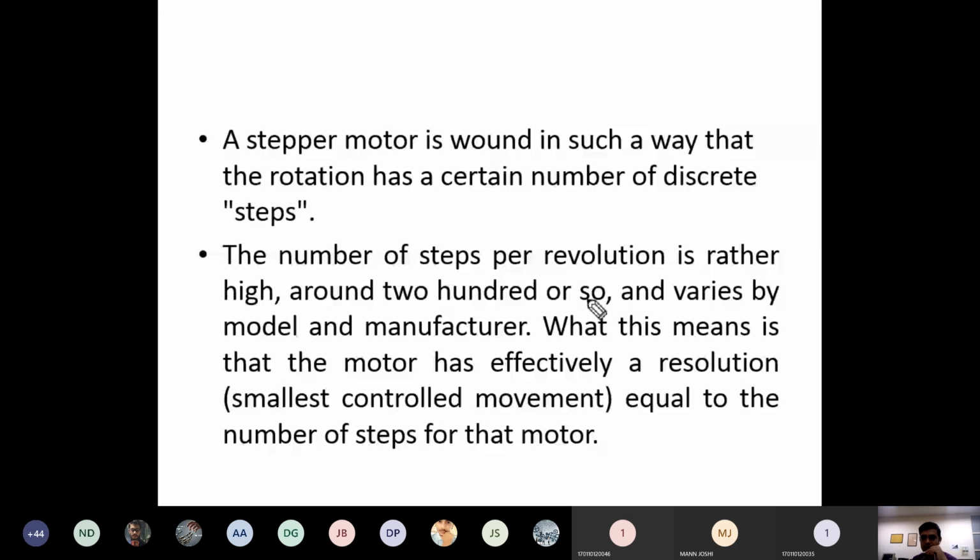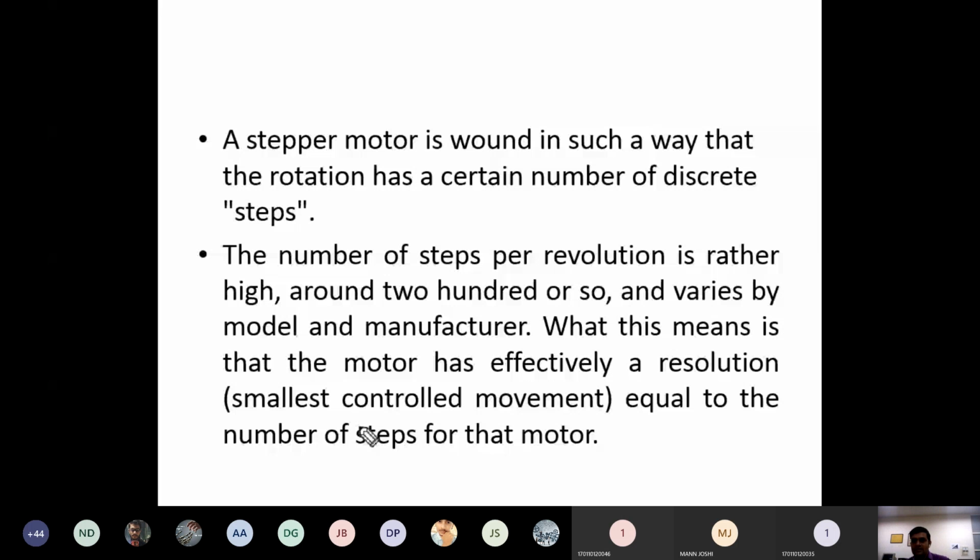So the number of steps per revolution is rather high, around 200. There are 200-step and 500-step motors, and this varies by the model and depends upon the manufacturer of the stepper motor. What this means is the motor has an effective resolution of small controlled movement equal to the number of steps per revolution. That means when the steps are higher, 500 or 200, we are getting more accuracy, the smallest angular movement by using this motor.